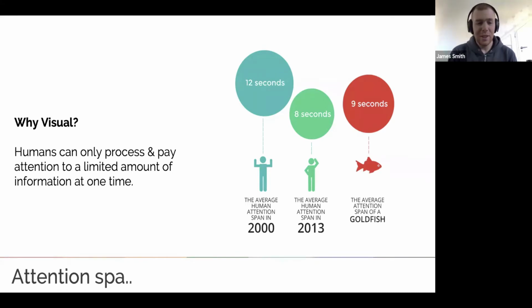So visual captures the attention in a much quicker and a much better way than if it's not visual, if it's in a table, for example, or if it's not clean, if it's cluttered. It's a little bit like looking at a piece of art: if you're looking at something that is satisfying, then it's more likely to capture attention for a longer period of time.